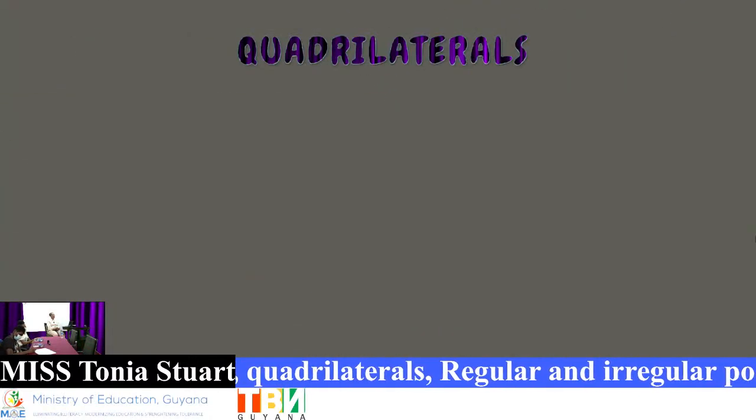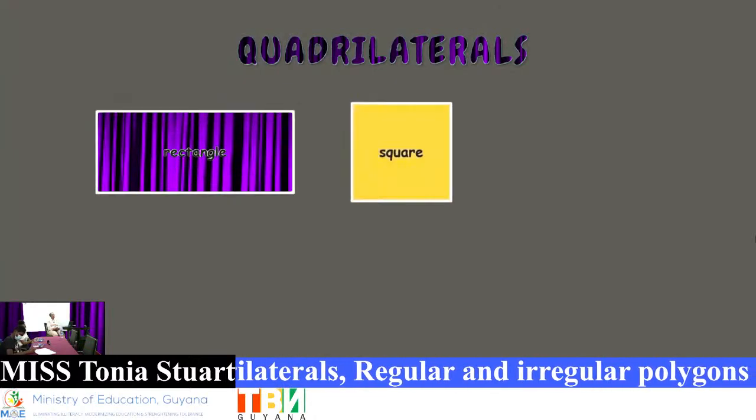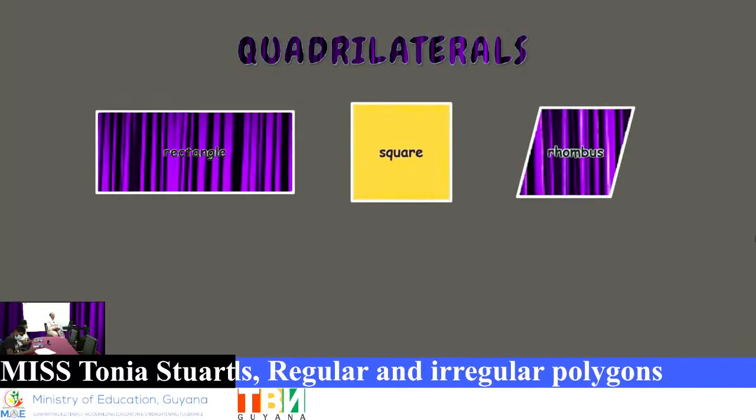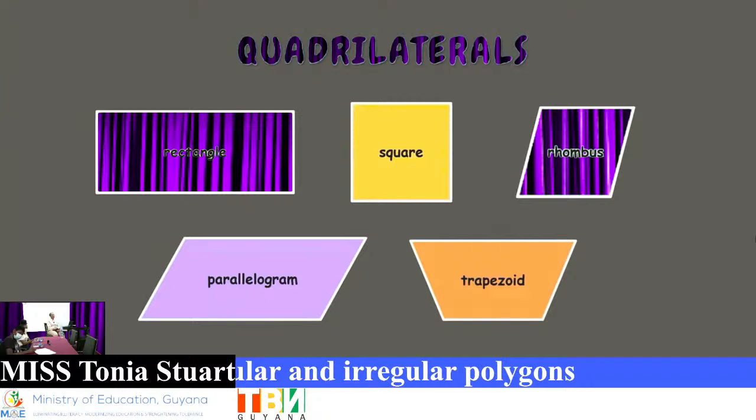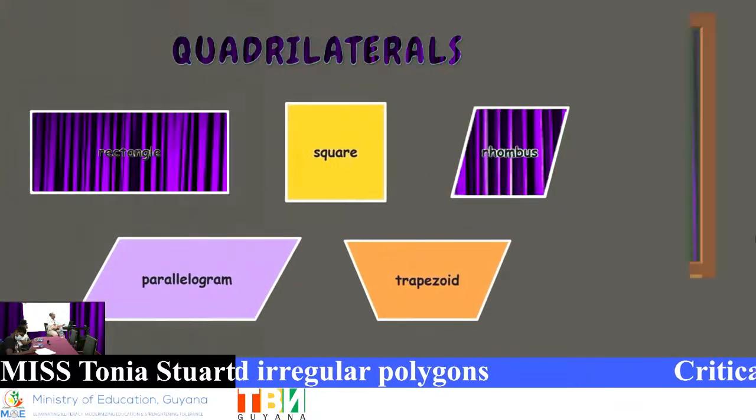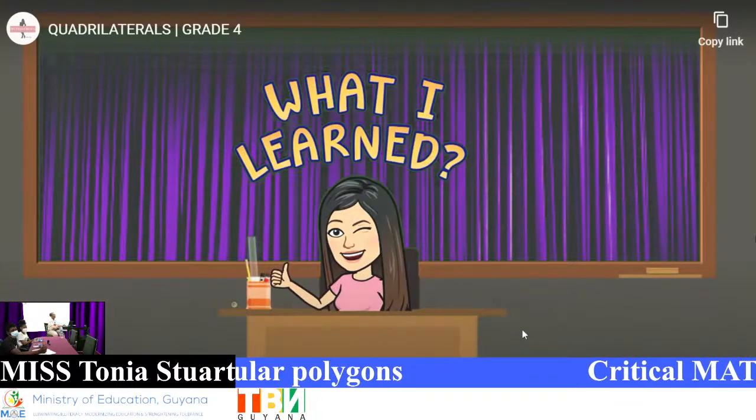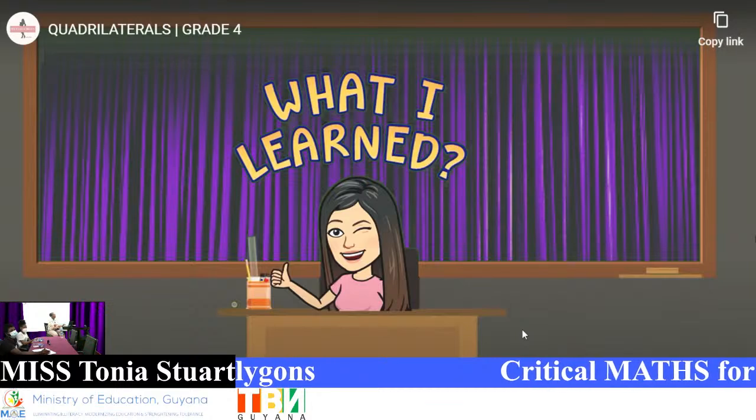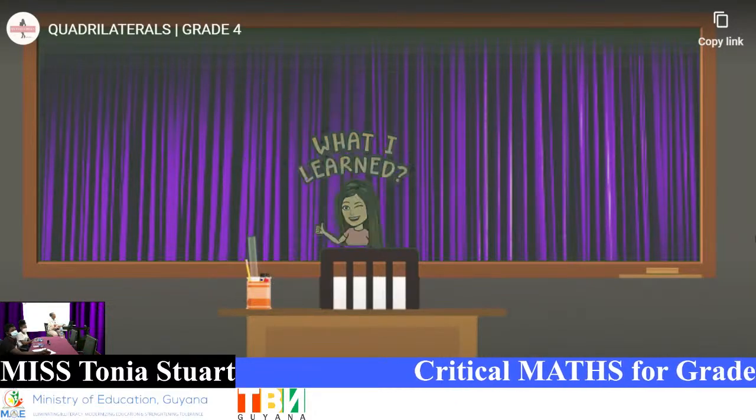Then we learn the different kinds of quadrilaterals, which are rectangle, square, rhombus, parallelogram, and trapezoid. Great job, students! You made it this far. Now here are the things that you learned today.